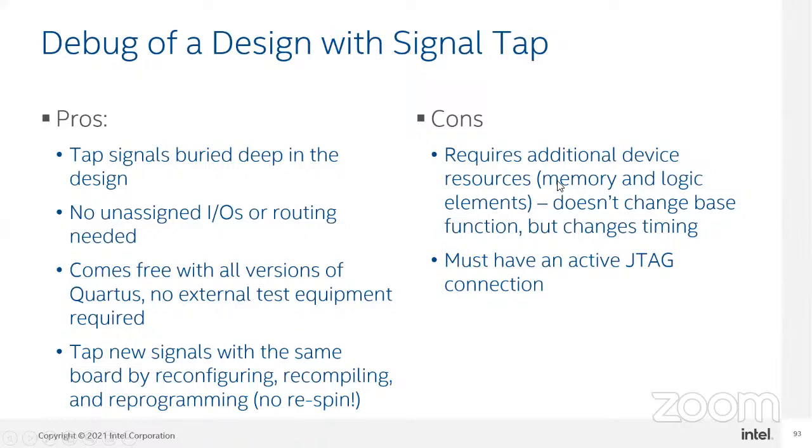What is the drawback? It requires additional device resources. Generally, it won't change the functionality, but there is a change in the timing. And another one: you must have an active JTAG connection. So you should implement the design onto the board, and only then can you check, with the help of the Signal Tap logic analyzer, by performing an on-chip debug, what is happening inside the design.